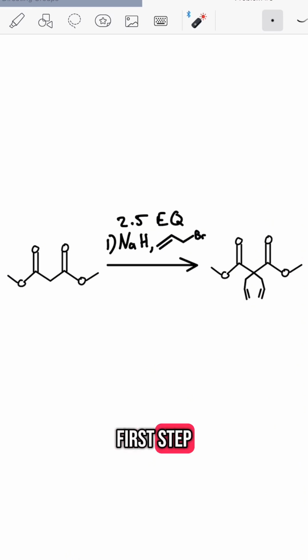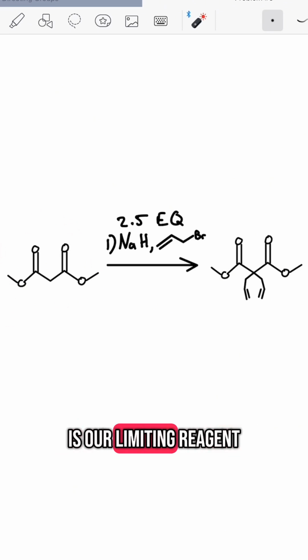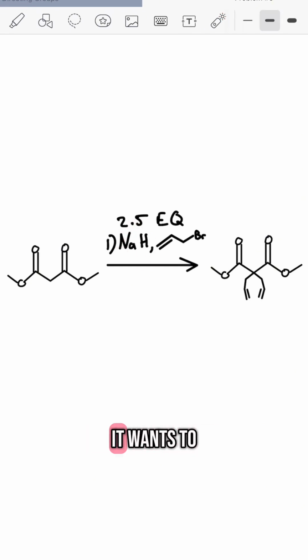Looking at the first step, what do we have here? We have sodium hydride, which is a nice strong base, and then we have allyl bromide, which is a haloalkene. And very important, it is in 2.5 equivalents, which means it is in excess. So our dimethylmalonate is our limiting reagent. So sodium hydride, nice strong base. It wants to go find some protons. Well, where is it going to get them?